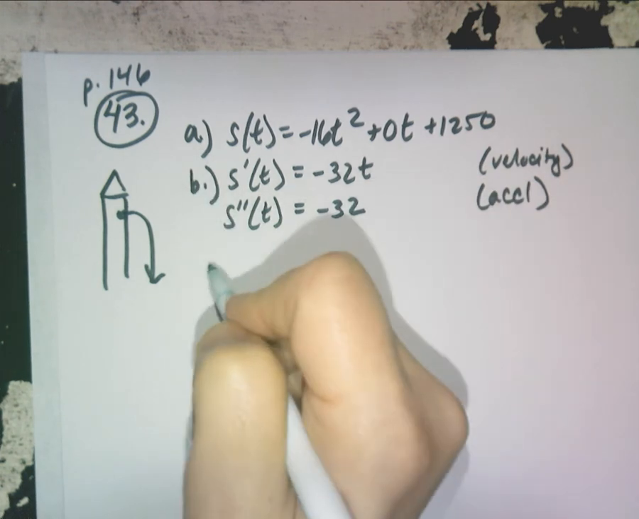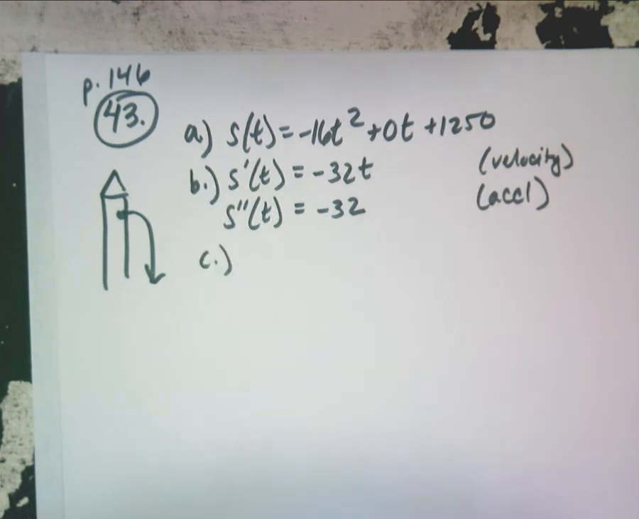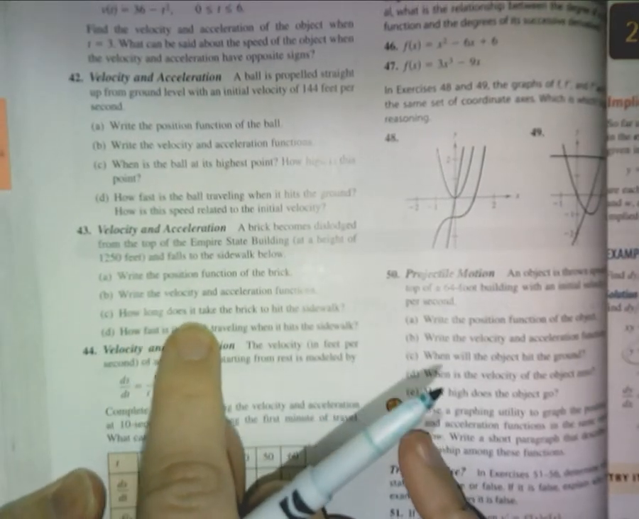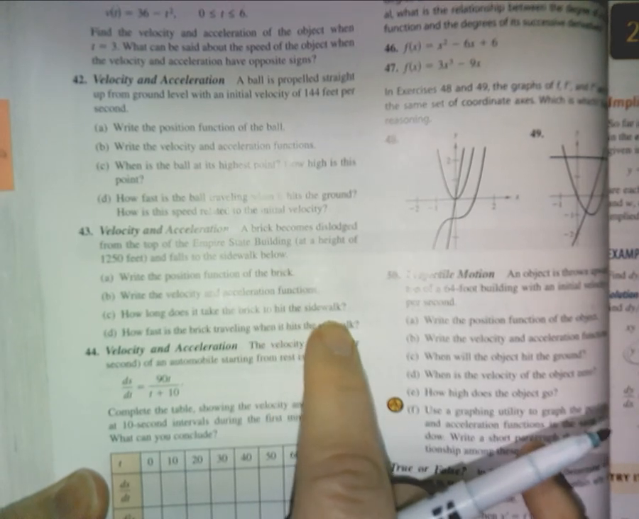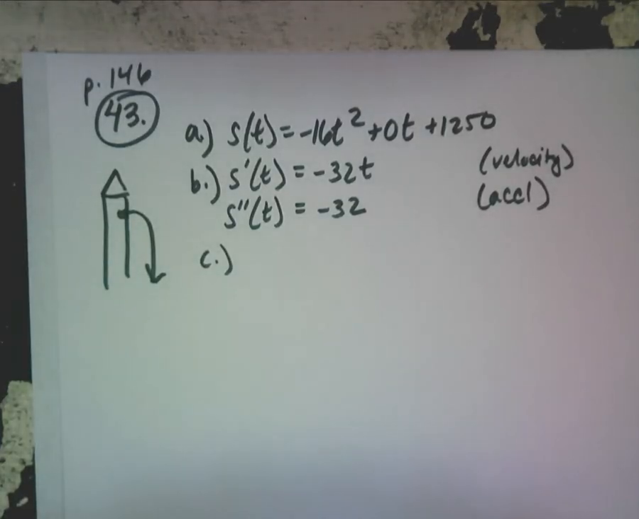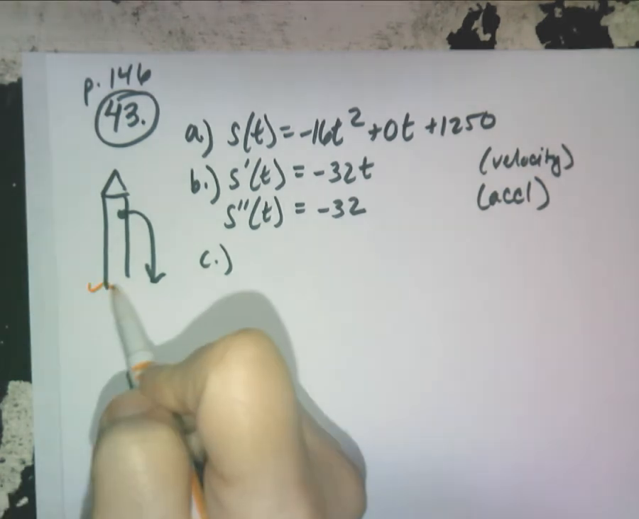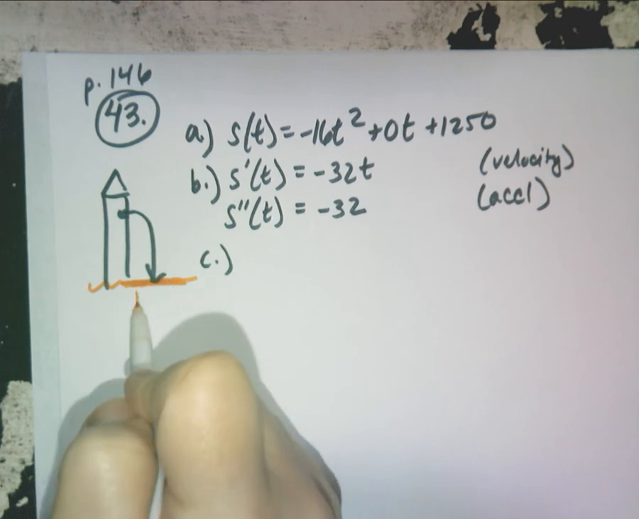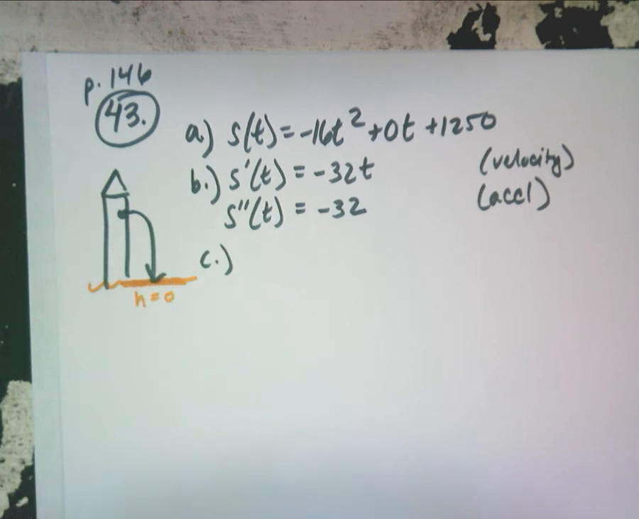All right, now part C, though, you have to think about, and that's why we're doing this together, okay? And I'll read it again for you. How long does it take the brick to hit the sidewalk? Sidewalk is 0 feet. Okay, go with me, Andre. Sidewalk is at a height of 0 or a position of 0. Would you agree? So what am I setting equal to 0?